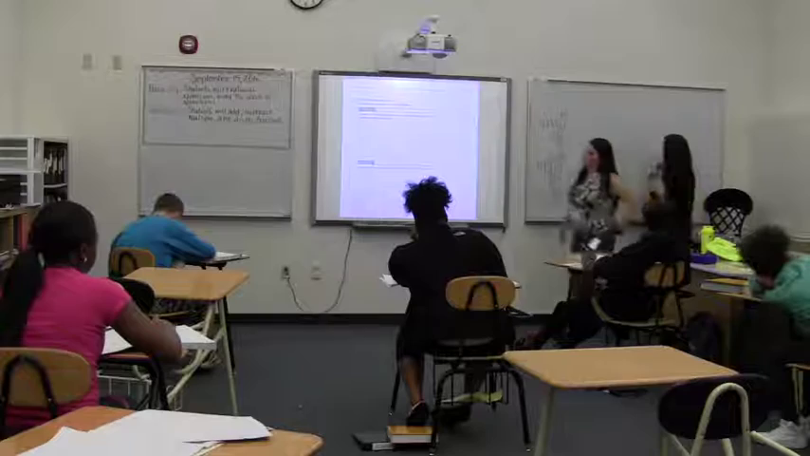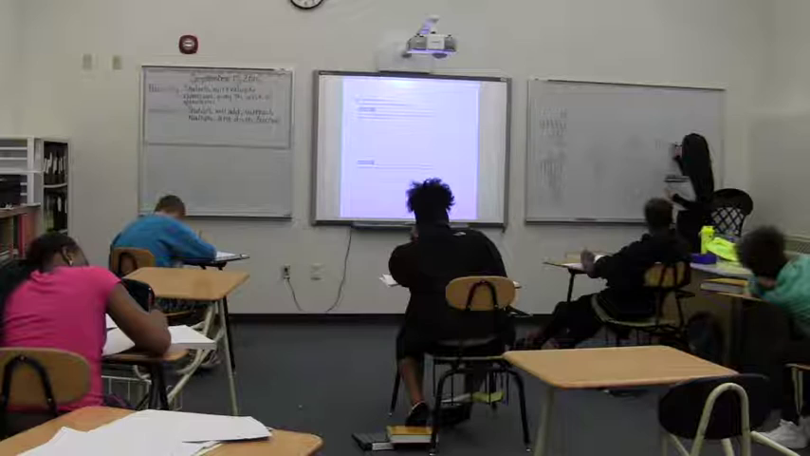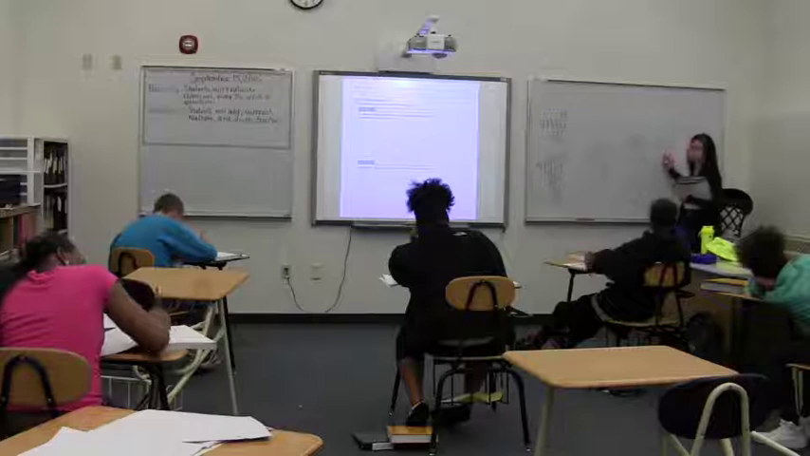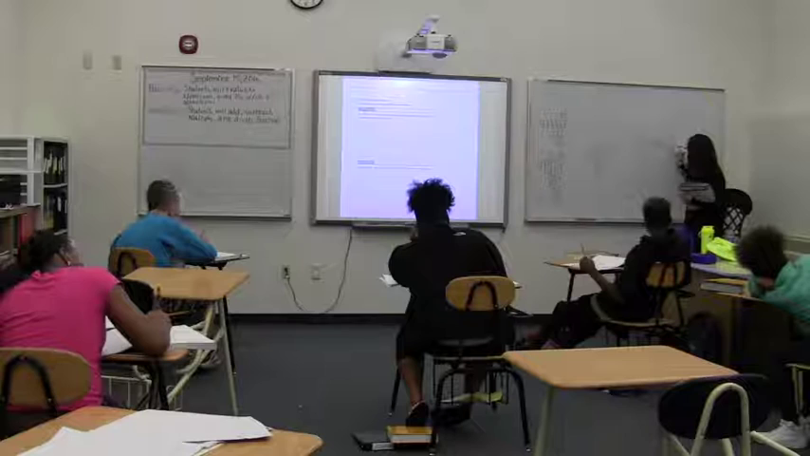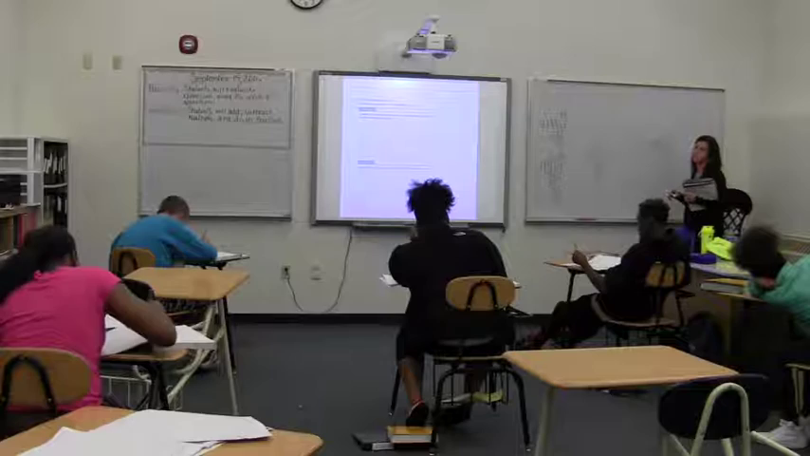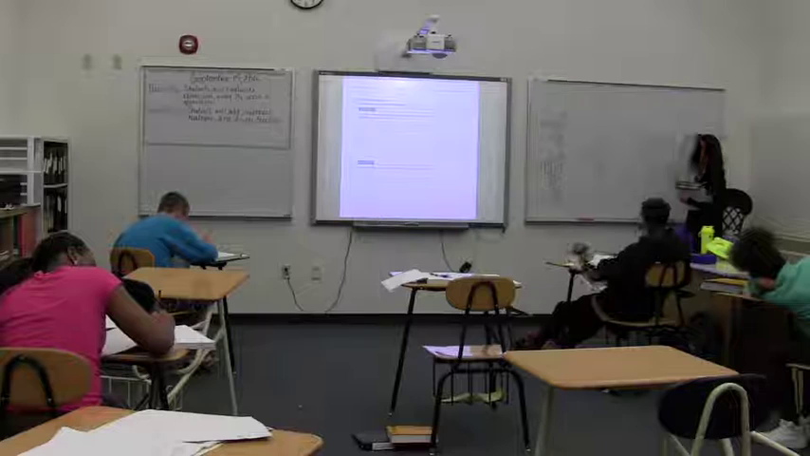Outside number? 3. What goes underneath? 1. What am I going to do? 0.0. Okay. Wait, I said 3 going to 10 without going over. 3. 9. 10 minus 9? 1. How many times can 3 go to 10? 3. So it's just going to be a repeating. We're just going to keep doing the same thing.